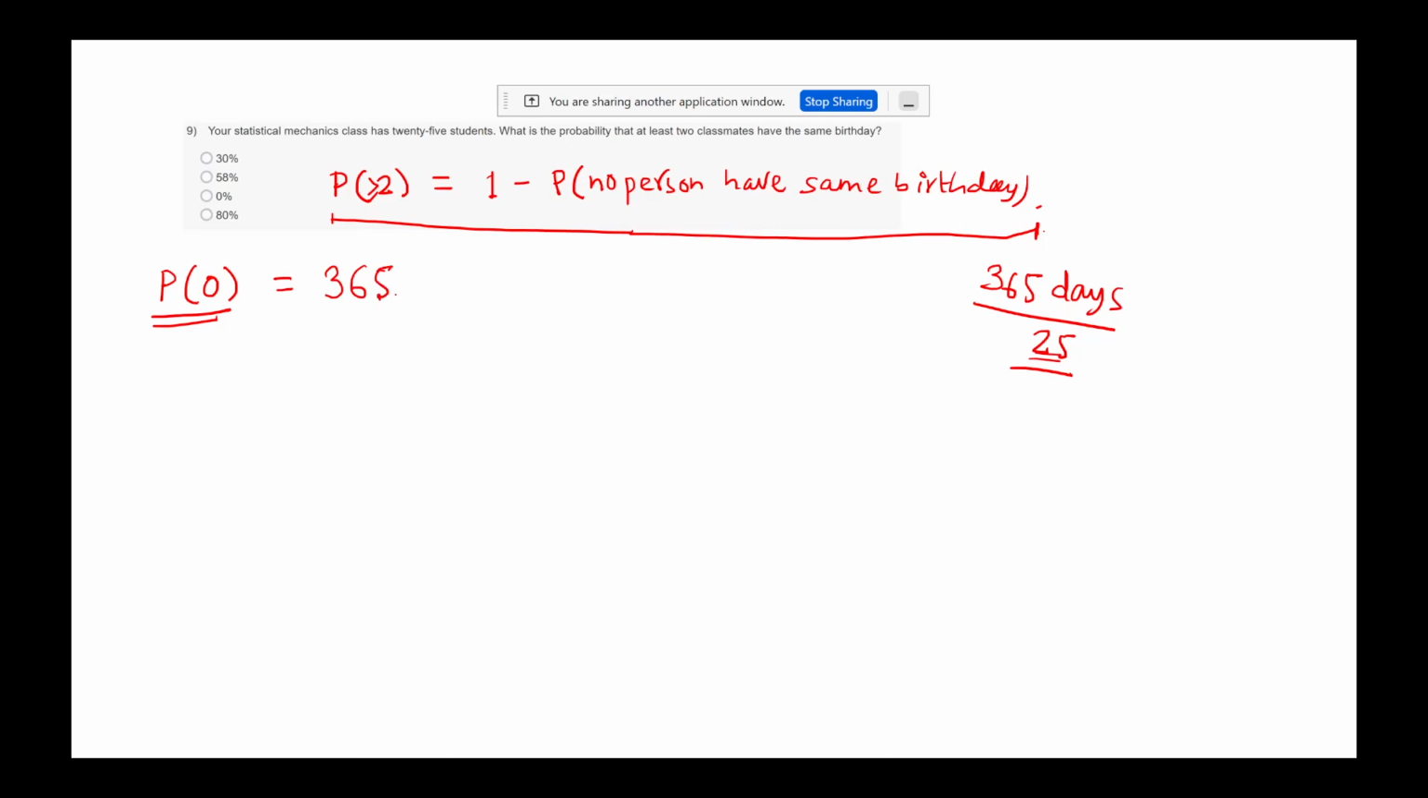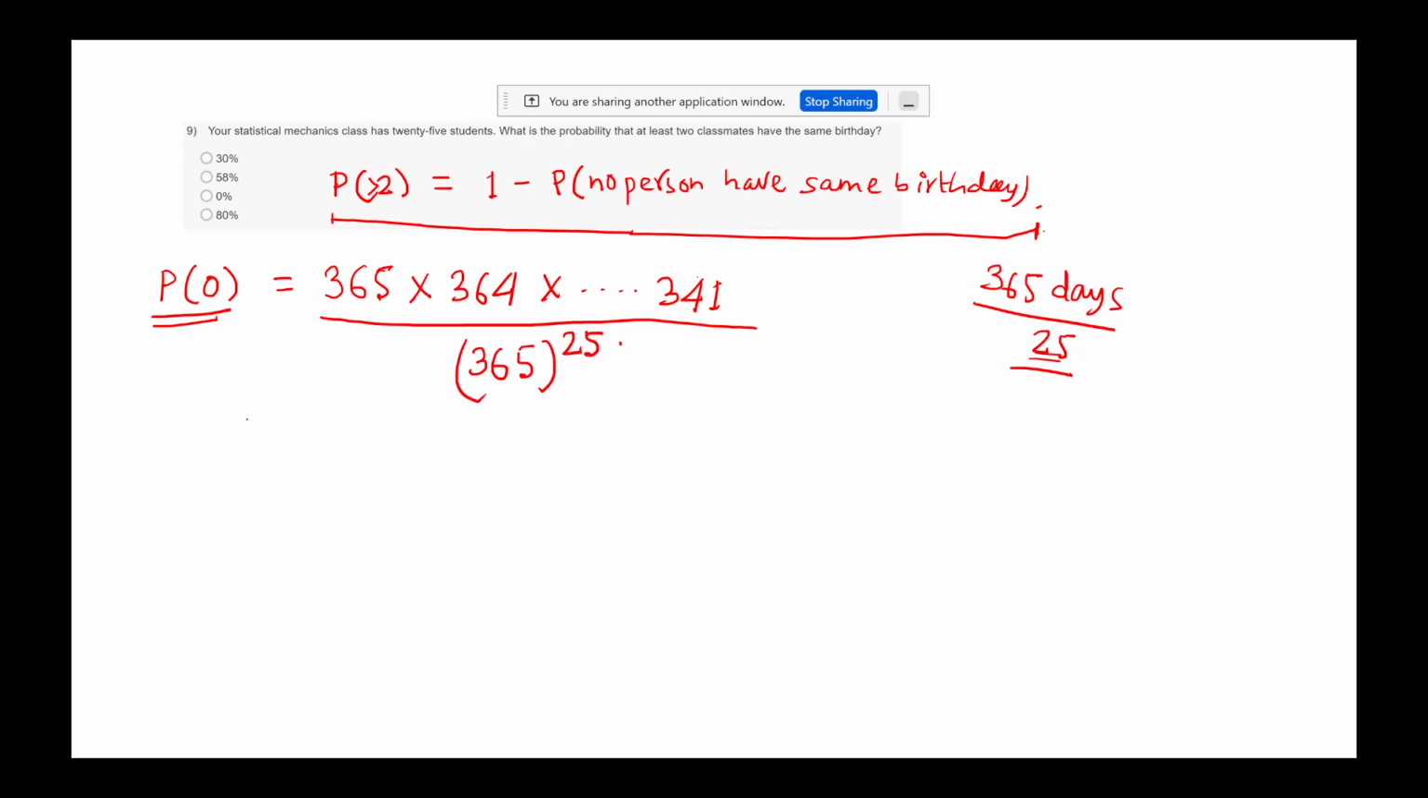Then 365 times 364 times 363, and so on, for 25 students, down to 341. This is the number of possible ways, divided by the total number of possibilities. The total number of possibilities is the same as a dice problem, 365 faces, to the power 25.